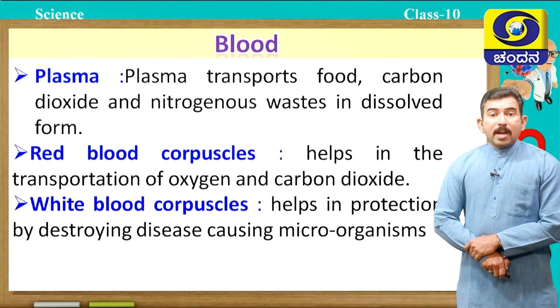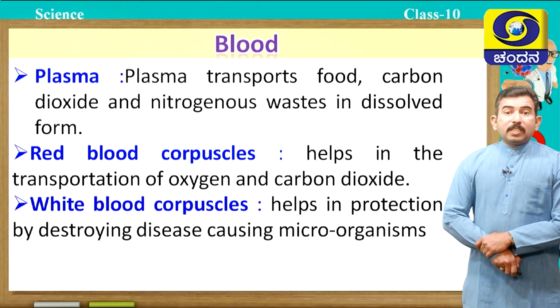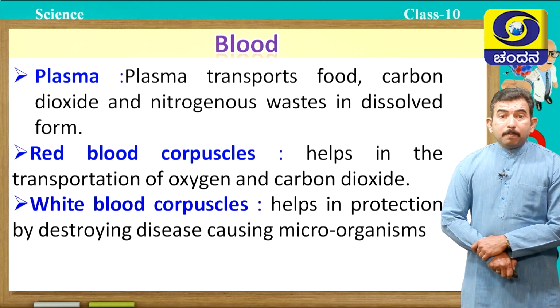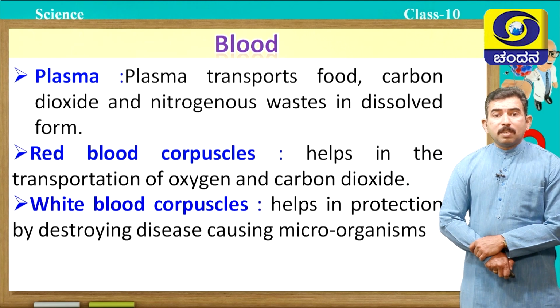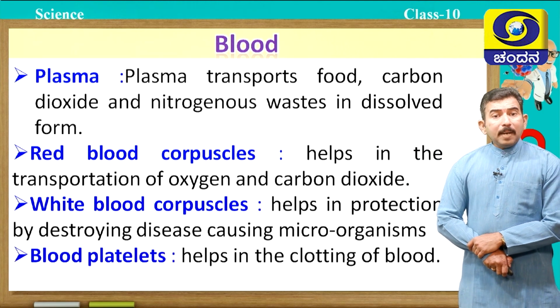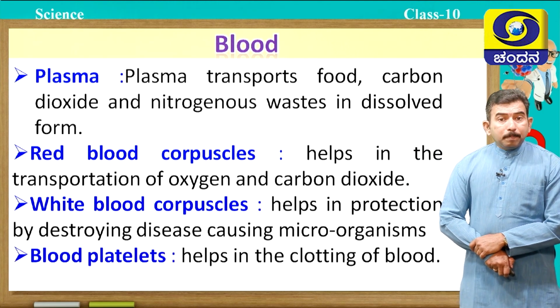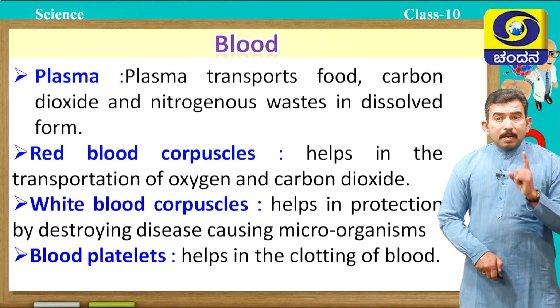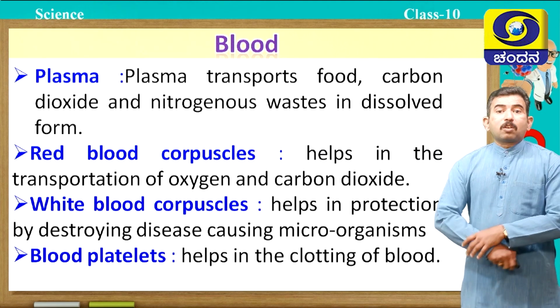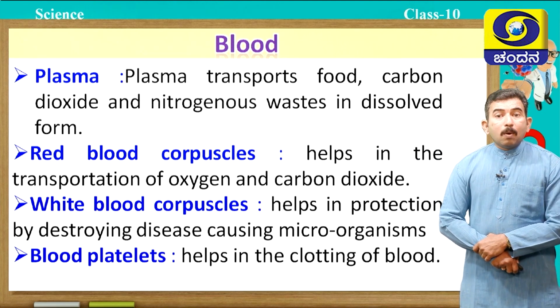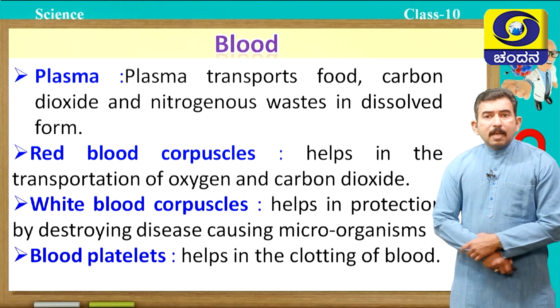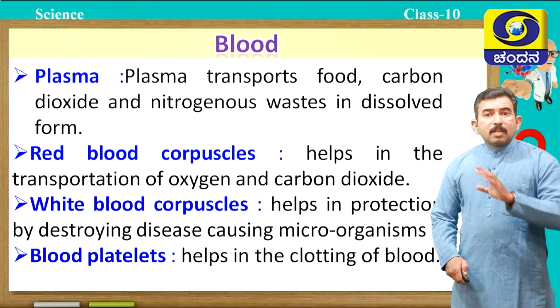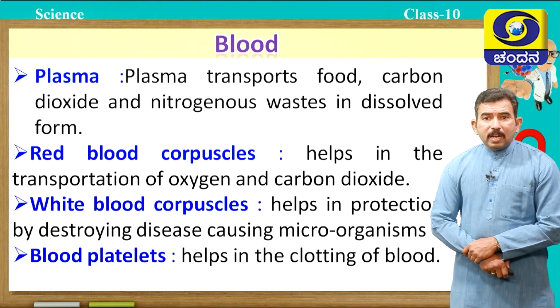Next is white blood corpuscles, which help in protection by destroying disease-causing microorganisms. Platelets help in the clotting of blood. Remember, white blood corpuscles are called soldiers in our body. Students, remember, red blood corpuscles do not possess any nucleus. It is devoid of nucleus.